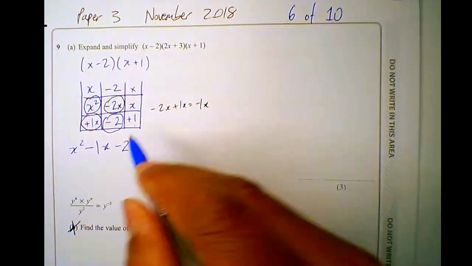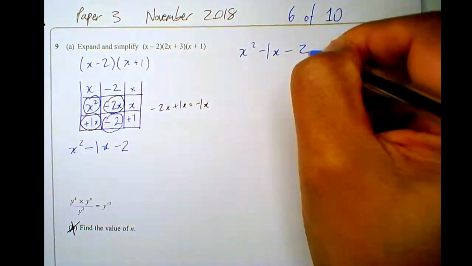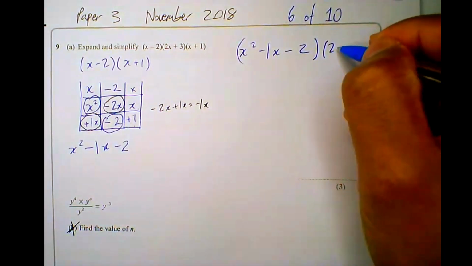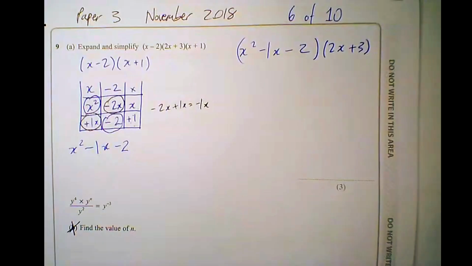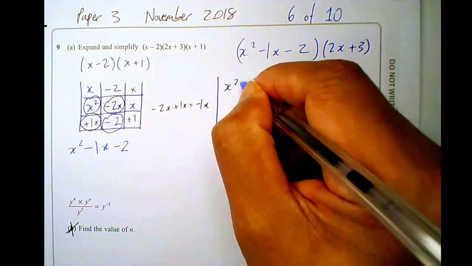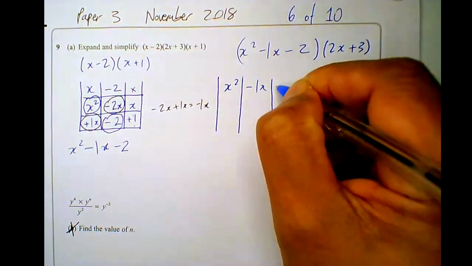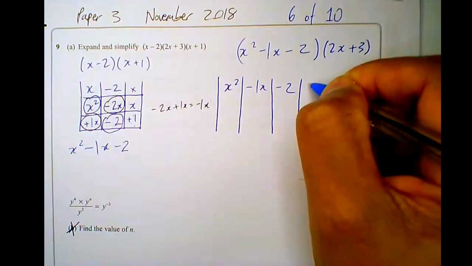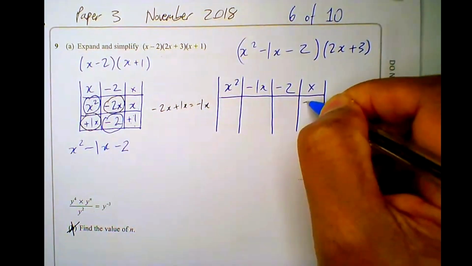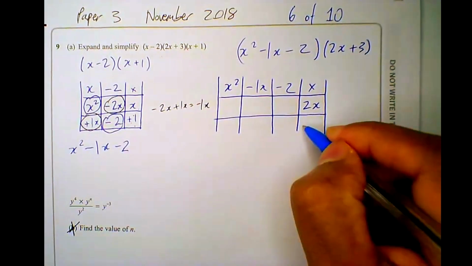And now I multiply this, x squared minus 1x take away 2, with my third term, which is 2x plus 3. And so again, I draw my grid. I'm going to have x squared minus 1x take away 2 times by 2x plus the 3.